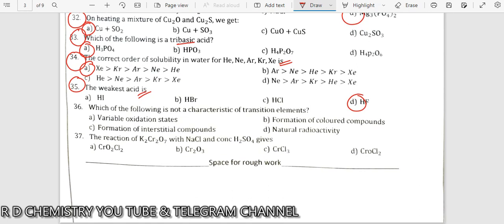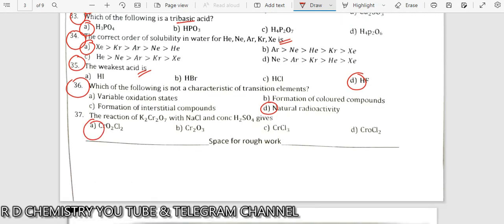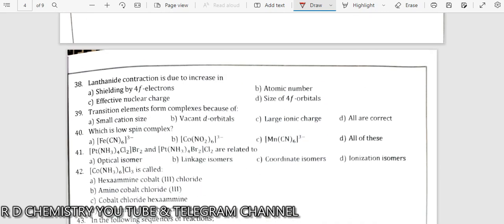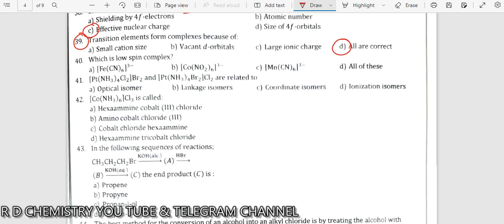Question number 36 is from D block elements. Answer is option number D. Question number 37, dichromate in the D block element. Answer is option number A, chromyl chloride is generated. Question number 38, lanthanoid contraction from the D block elements. Answer is option number C. Question number 39, D block elements. Option number D.